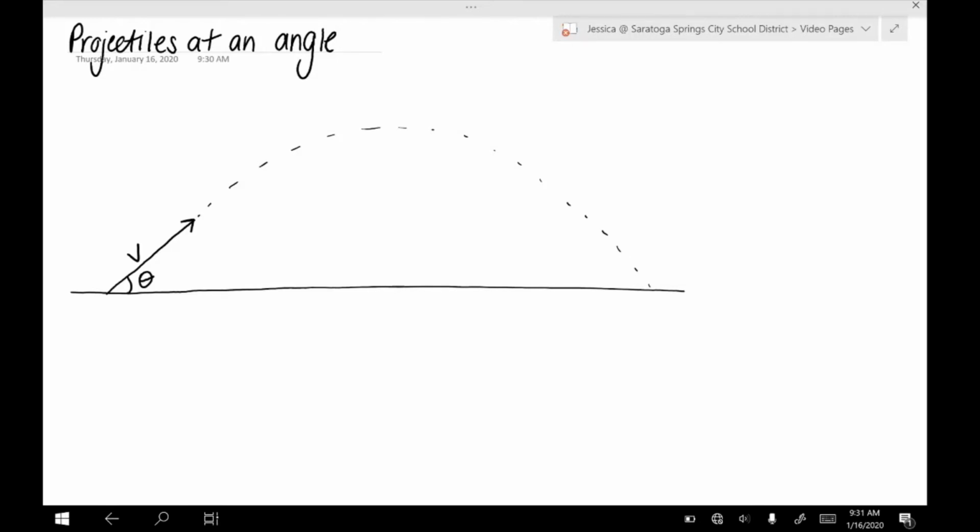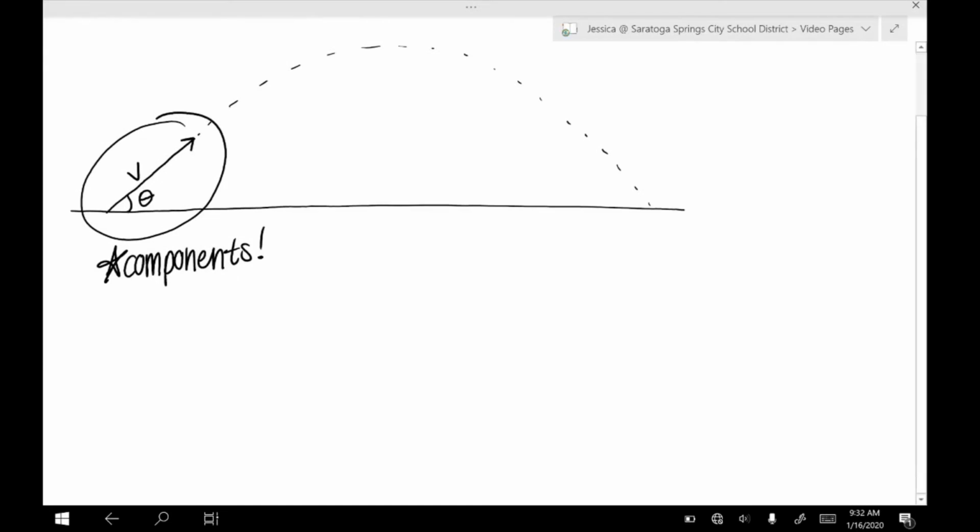Now, the most important thing to remember with these problems is that this velocity here needs to be broken up into components. Specifically, an x component and a y component. So if I have a velocity v at an angle theta, the x component, Vx, is the horizontal side of the triangle, and the y component, Vy, is the vertical side of the triangle.